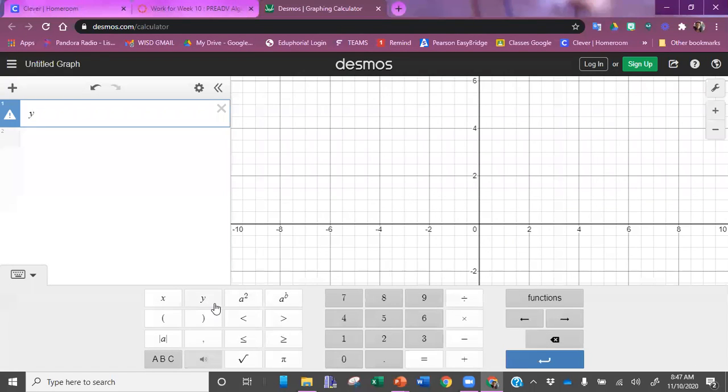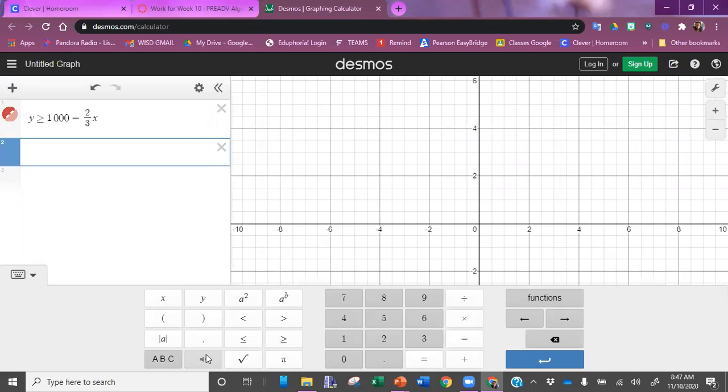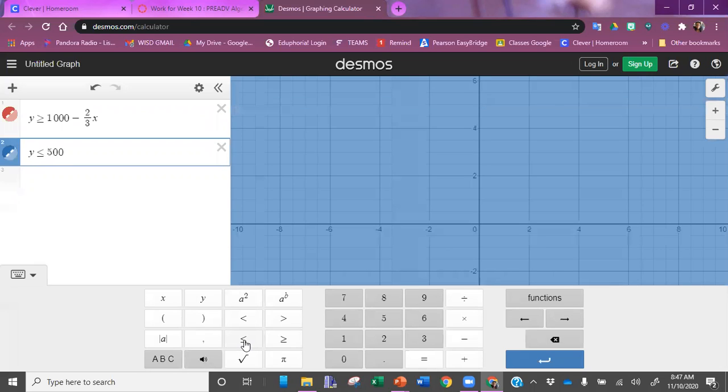And so Y is greater than or equal to 1,000 minus 2 divided by 3x. Okay, I'm going to put in the second one, y has to be less than or equal to 500. Okay, now there are other restrictions.